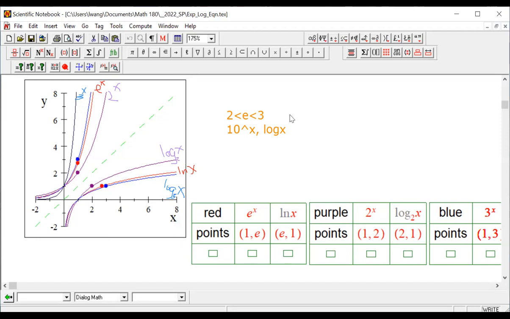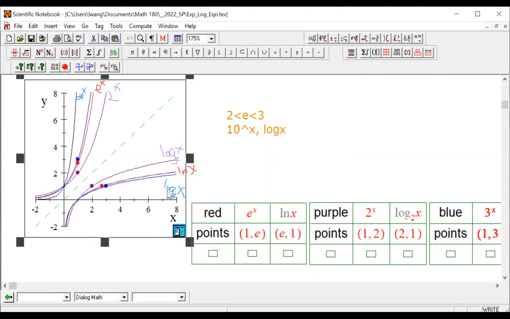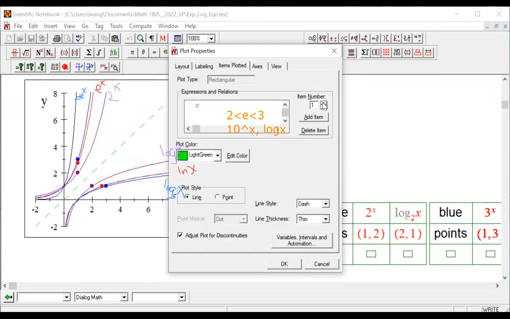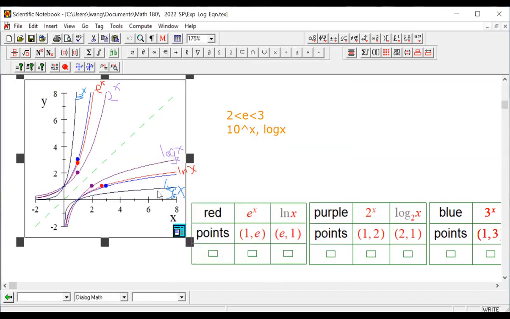How about a common log x? It should be the lowest among all of these. I think this software may have some problem, so I'm going to do a change of base: ln x over ln 10. This should give us the right picture. There we go. That's 10 to the power x, and that's log base 10.